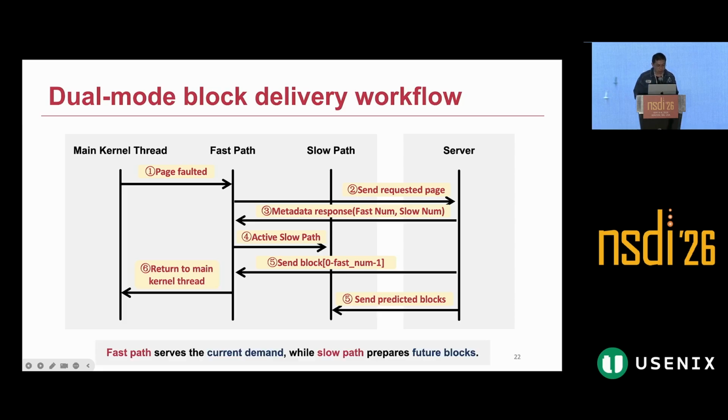According to this dual mode mechanism, the fast pass serves the current demand while the slow pass prepares future blocks. As a result, higher latency network accesses are effectively turned into memory access, masking the latency.